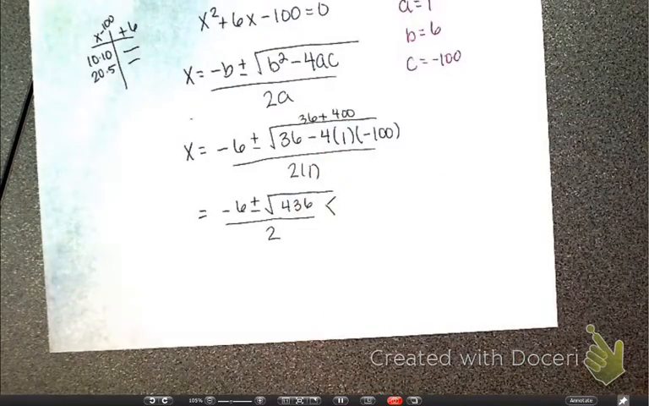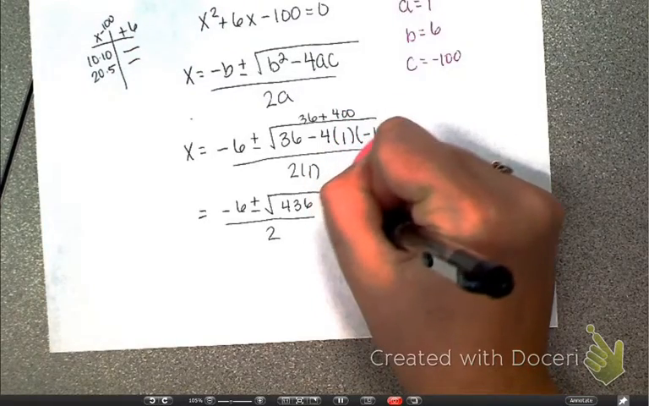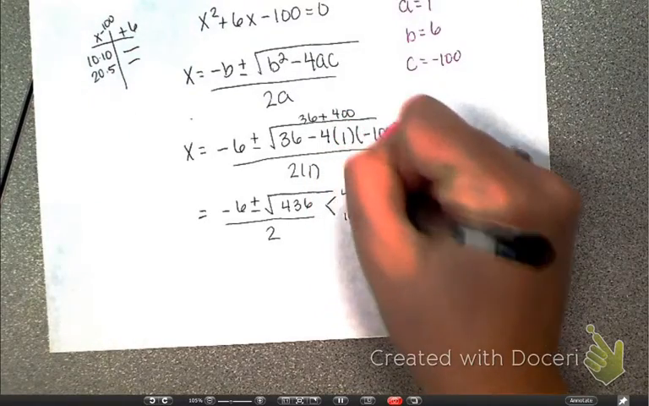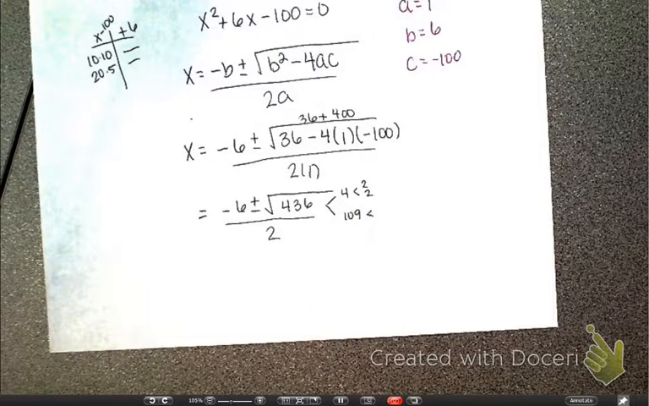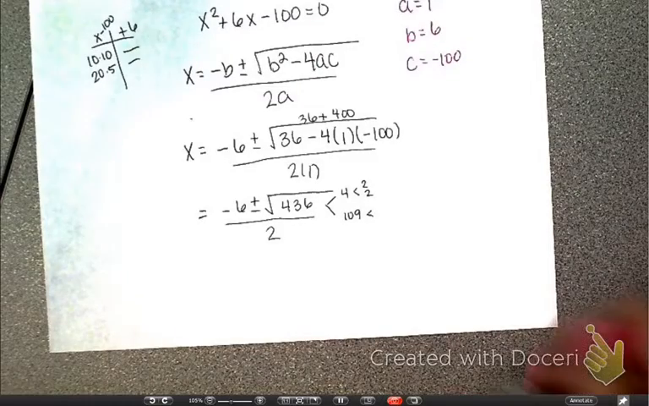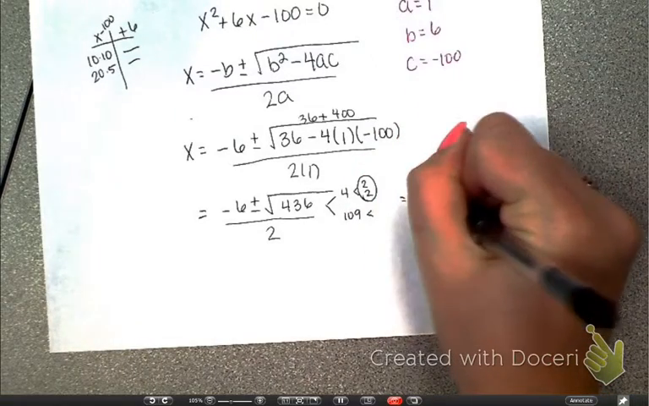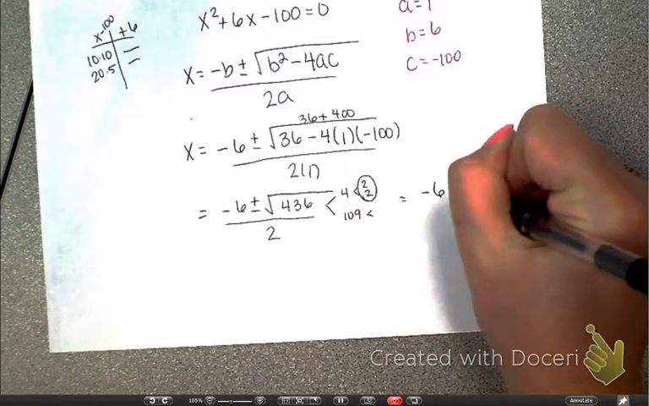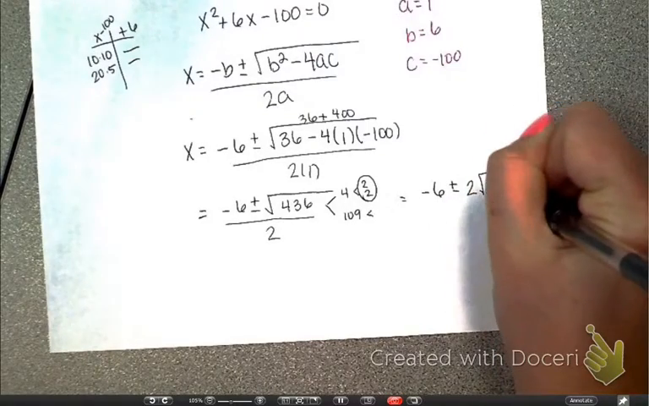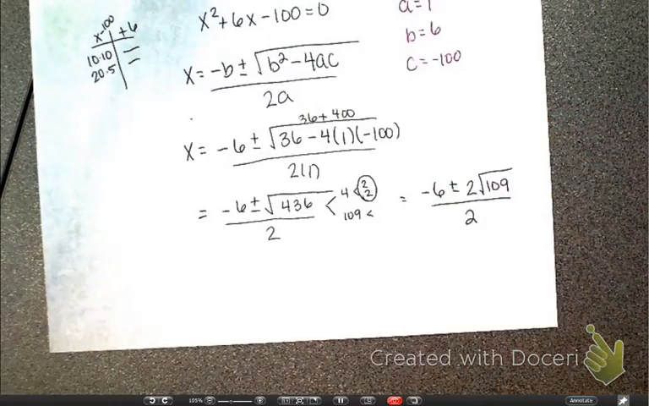So we know that what goes into that? Other than 2, I'd like to use a bigger number. Just 4? Let's do 4. 4 and 109. So that's 2 and 2. Does 109 break down? No? Okay. So we have negative 6 plus or minus 2 square root of 109 over 2.